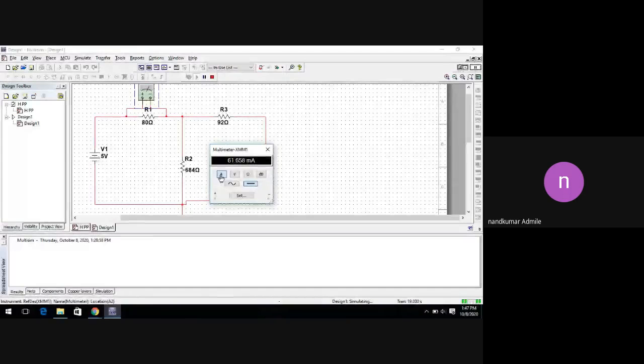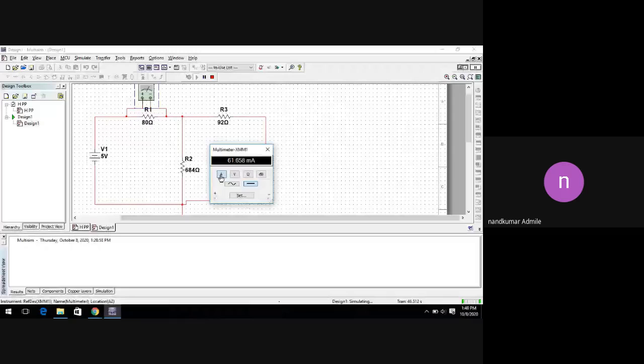Okay, so now first you can note down the values of V1 and V2. So the value of V1 is 5 volt. The value of V2 is also 5 volt. Okay, and the value of current I1 is 61.65 milliampere. So note down the values of V1, V2 and I1. In order to calculate the four parameters, we require the values of V1, V2, I1 and I2.